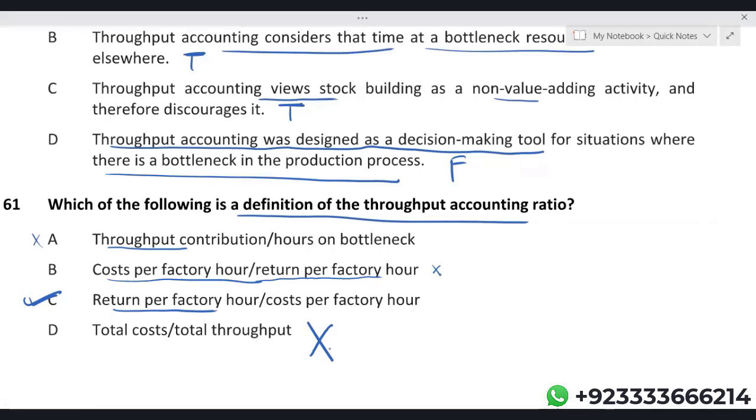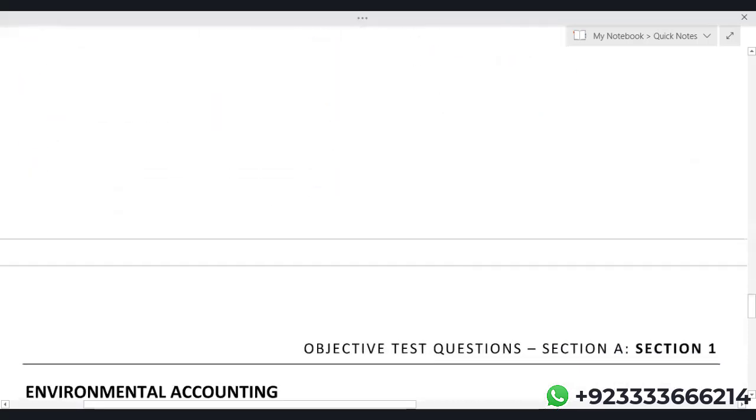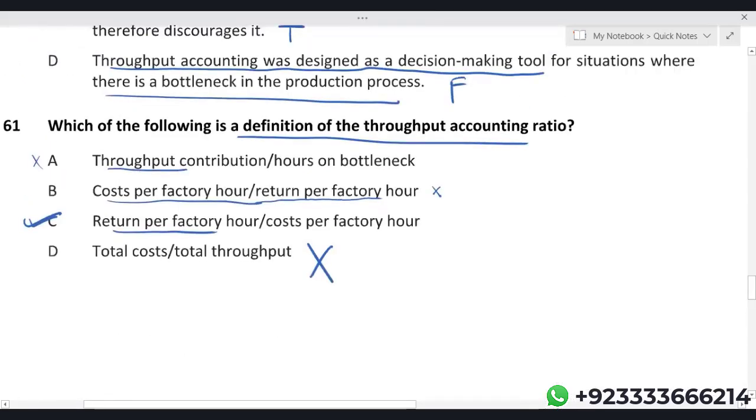So that is all about, I would say, section A of throughput accounting. In the next class, we are going to discuss section B. So thank you very much.